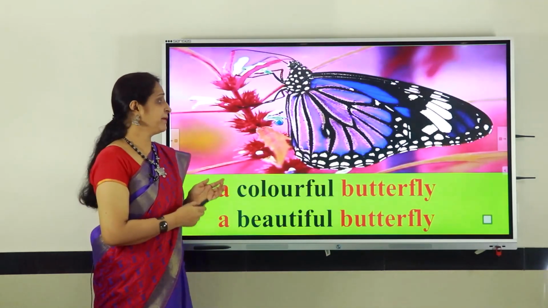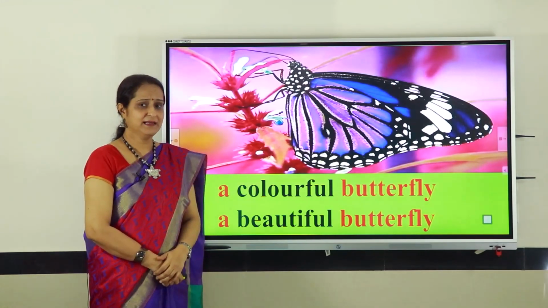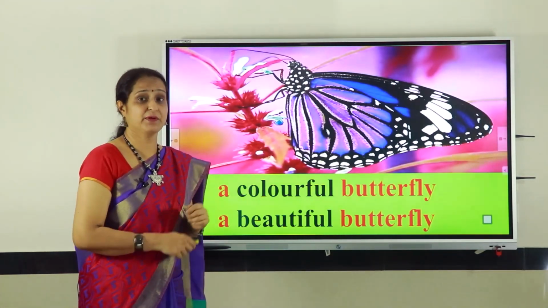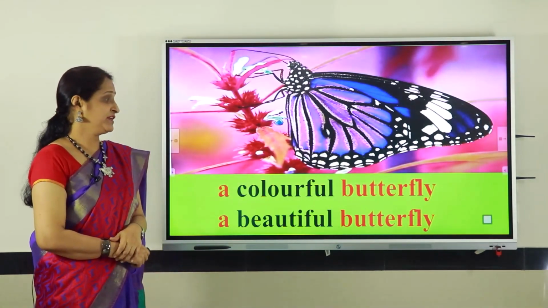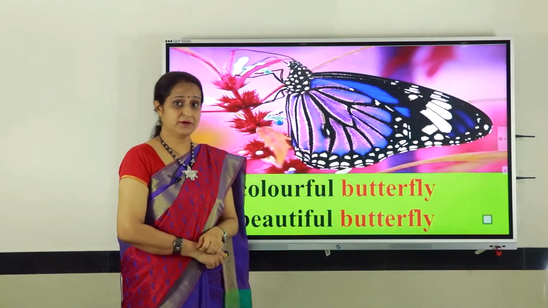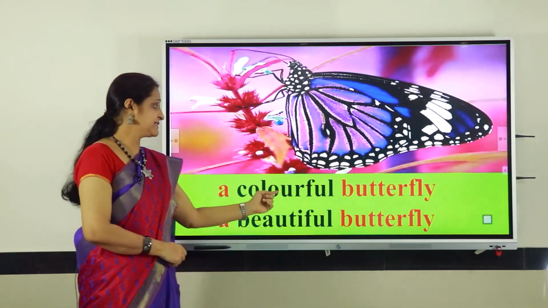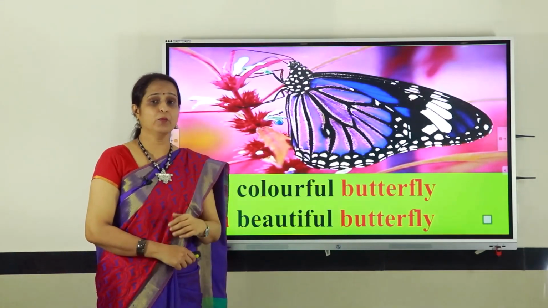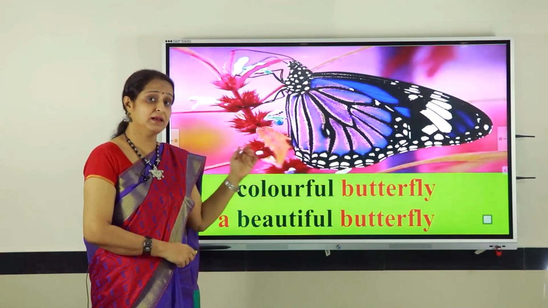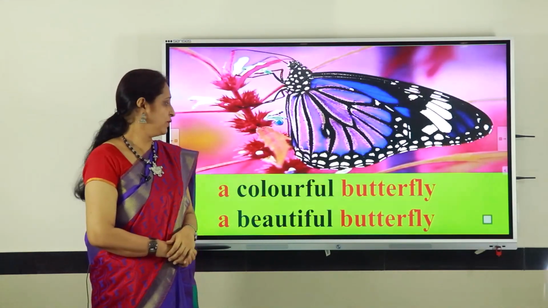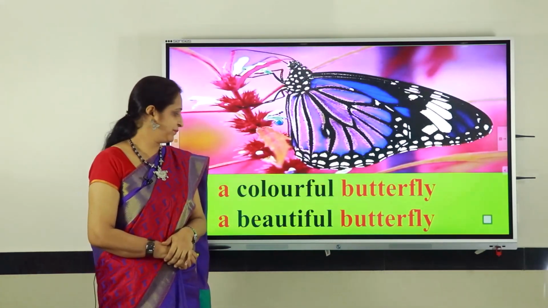Now, we have the picture of a butterfly. Butterflies are insects, right? Let us describe the butterfly you see in the picture. A colorful butterfly. Here, butterfly is the noun for the insect and the word colorful that is highlighted in black color is the describing word. It describes how the butterfly looks, what is the color of the butterfly. So, colorful is a describing word for the noun butterfly.